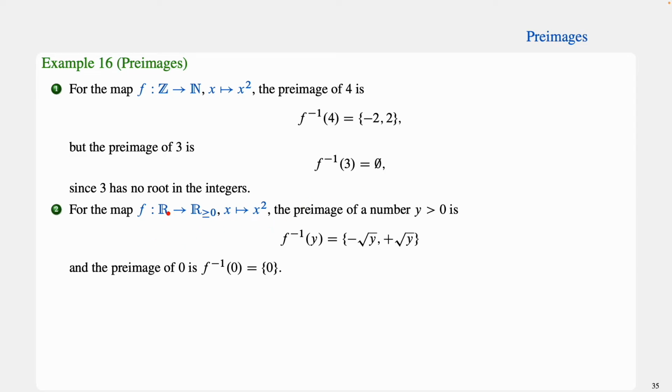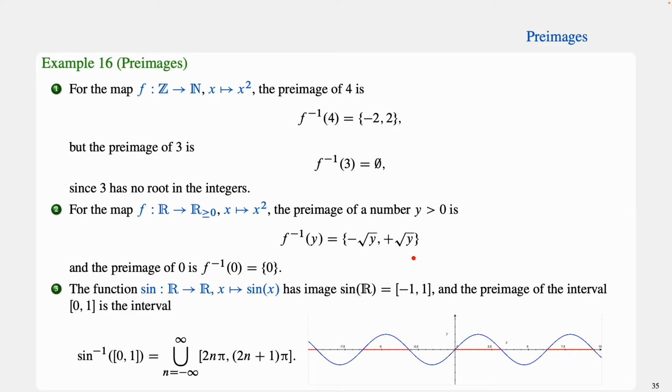If we look at the quadratic function on the real numbers, mapping the reals into the non-negative reals, then the pre-image of any positive number consists of its square root and minus its square root. Okay, so for y larger than 0, f^-1 of y is a set containing minus square root of y and plus square root of y. And if we look at the pre-image of 0, then we simply get the set containing 0. So 0 is the only element in the non-negative real numbers that has only one element in its pre-image. Every other one has 2 elements in its pre-image.